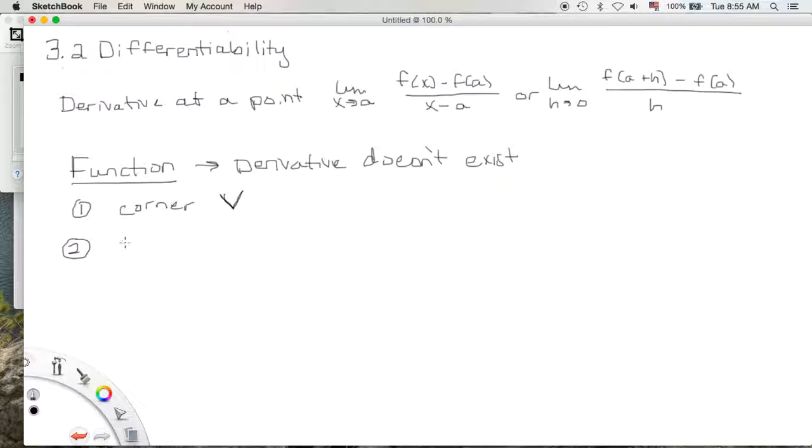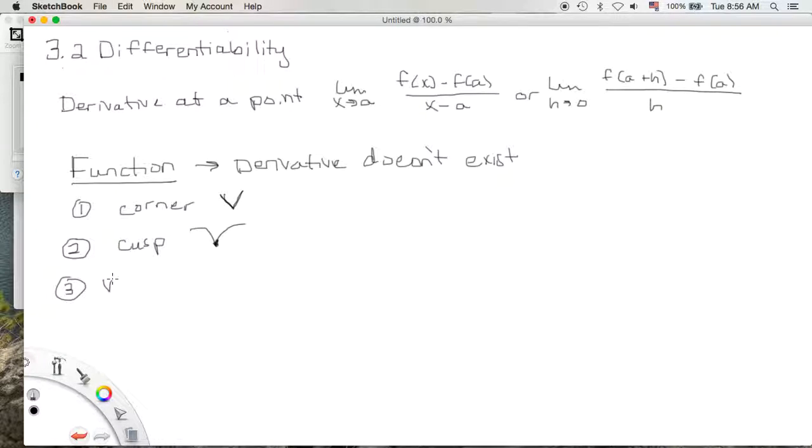Or if you have what's called a cusp, which would be something like this. Again, the same thing: our tangent lines are going along, and then all of a sudden it's like you have to totally shift gears to get the tangent lines along here. So at this point here, we would not have a derivative, because the tangent line coming from this side would be different from the one coming from this side.